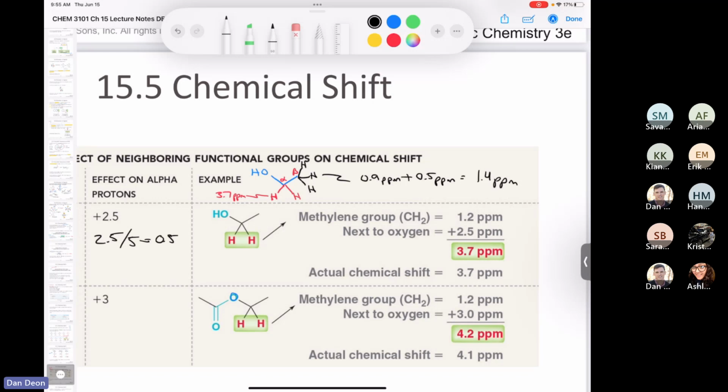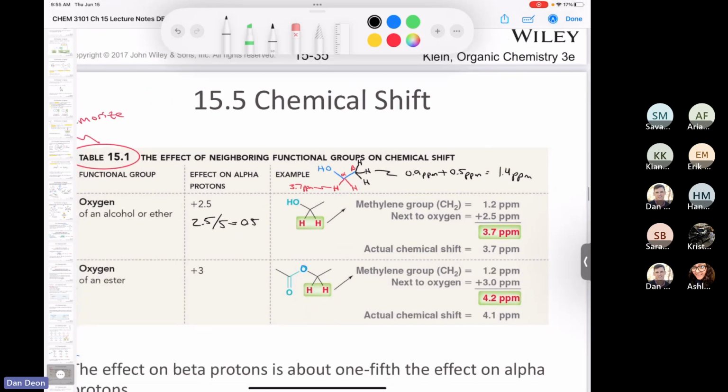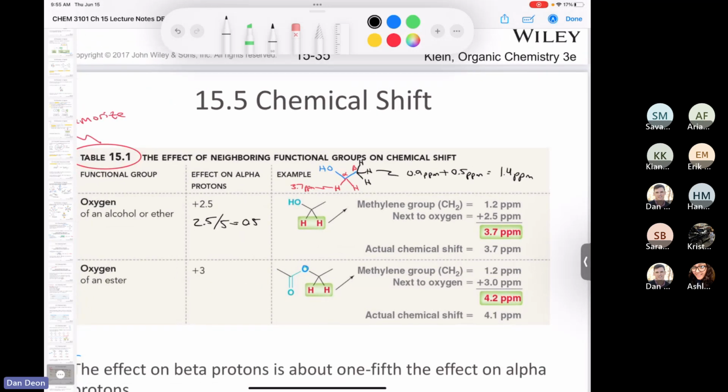Give me a thumbs up if you follow me on the beta protons thing. Right, okay. So 1/5 of 2.5 is 0.5. What's 1/5 of 3, Eric? What's 1/5 of 3 for anybody? 0.6, right? So if you take 3 divided by 5, you get 0.6 ppm. So this is the beta effect. There we go. Thanks, Hannah.